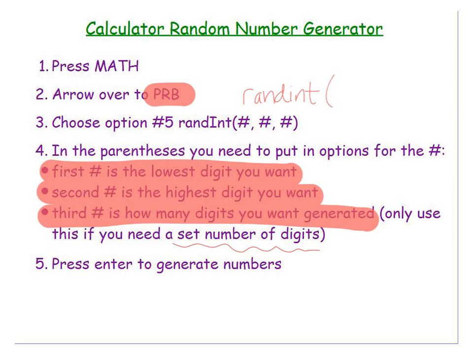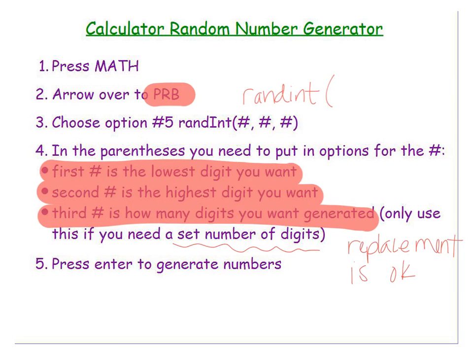You also only use this if replacement is okay. So if you had 20 people and you were choosing 4 people, yes, that's a set number of people, but you cannot repeat people. So replacement is not allowed, so you couldn't use that third one. Okay, so only the first 2 for most of these.